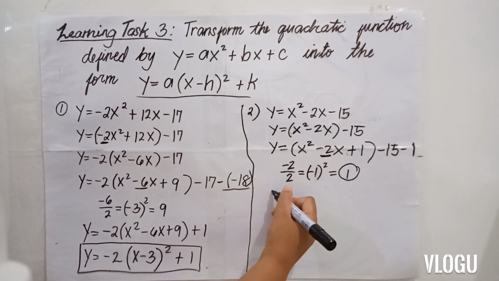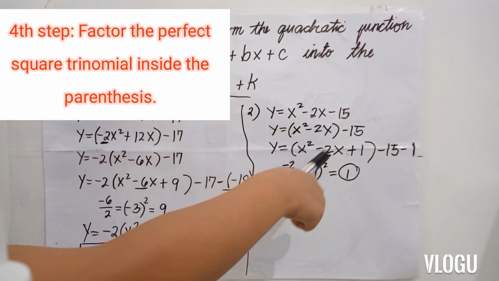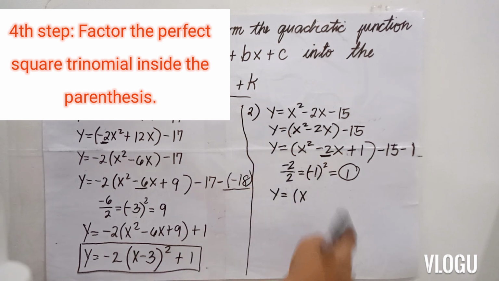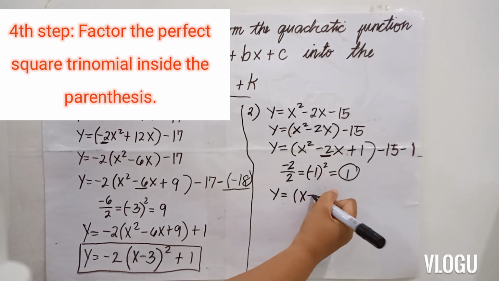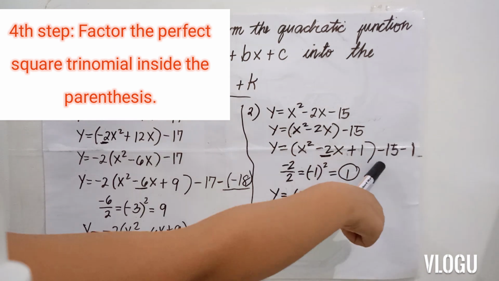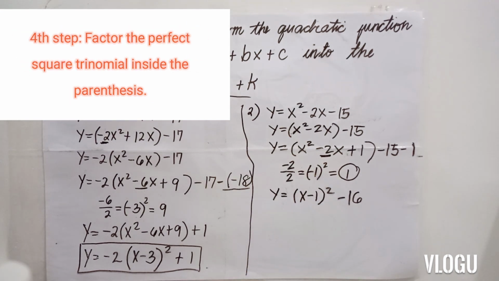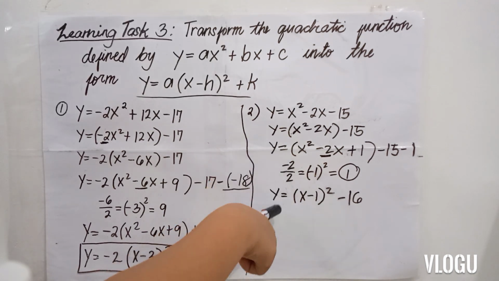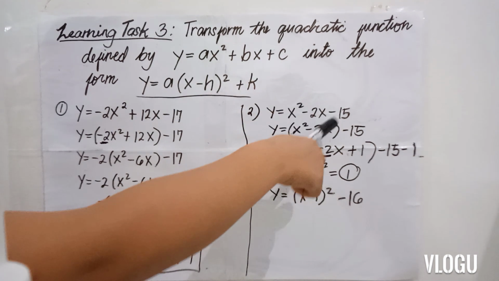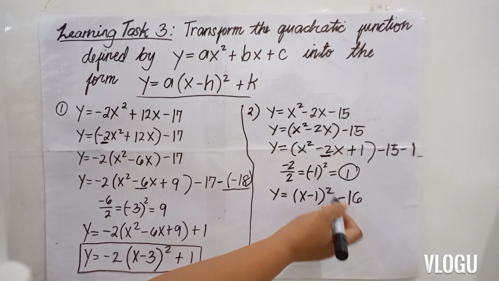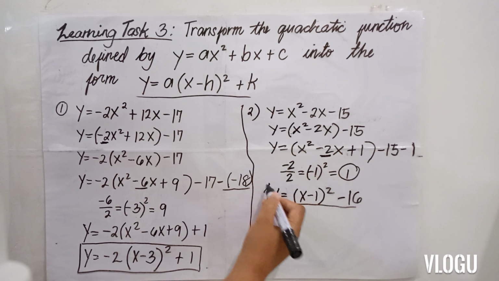So, the next step is to factor the perfect square. So, we have x squared minus 2x plus 1. The square root of x squared is x. And the square root of positive 1 is 1. But since the linear term is negative 2x, we're going to use the negative factor. So we have x minus 1 squared, then negative 15 minus 1 is negative 16. Therefore, our vertex form of y equals x squared minus 2x minus 15 is y is equal to x minus 1 squared minus 16. So this is our answer.